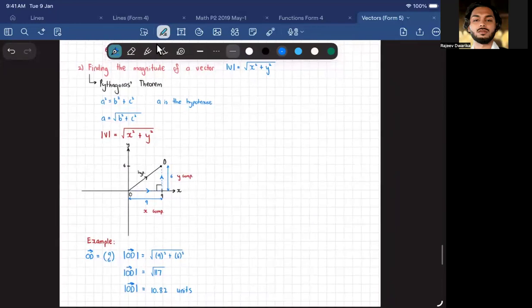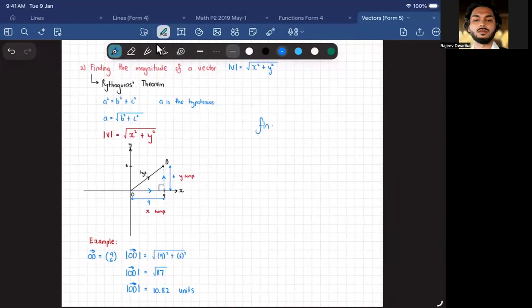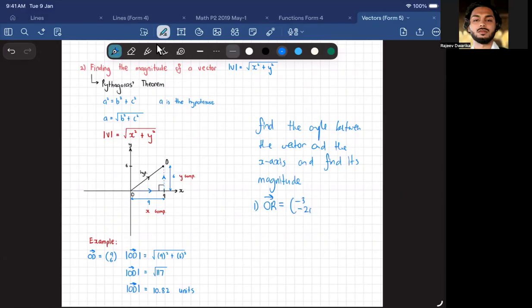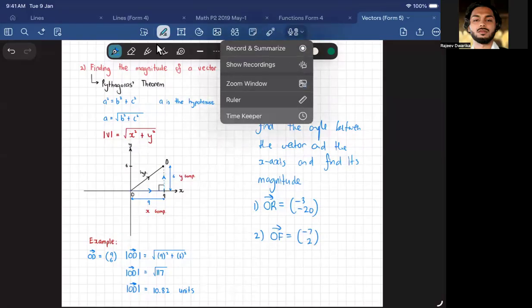All right, so here what I want you to copy down, and I want you all to try this question. It's a two-part question. Find the angle between the vector and the x-axis, and find its magnitude. I'm going to give you two vectors. First one, vector OR, that'll be -3, -20, right? And then OF, -7, 2. Right, so I'm going to give all you 6 minutes. Take seven.